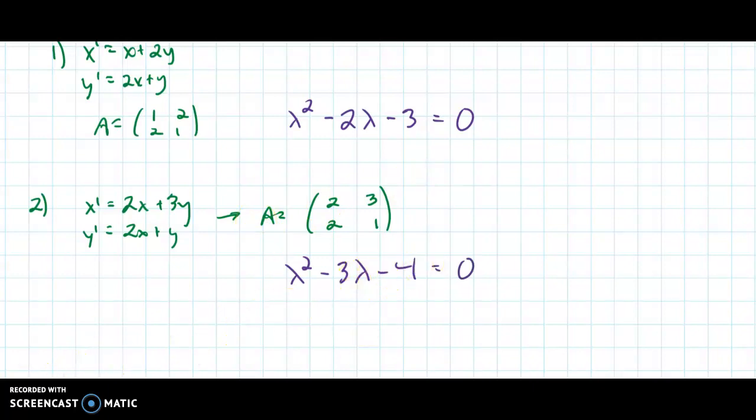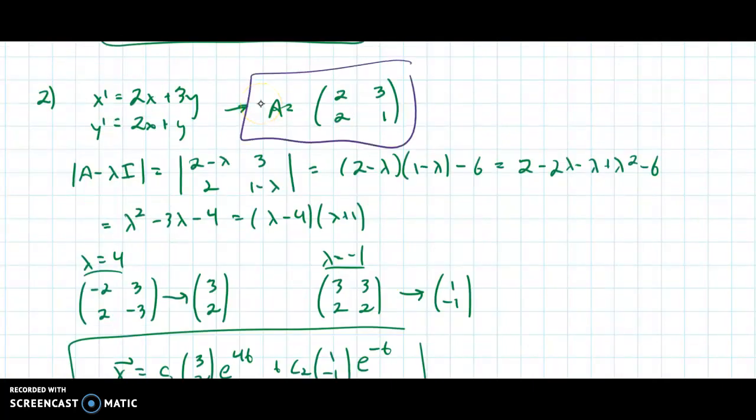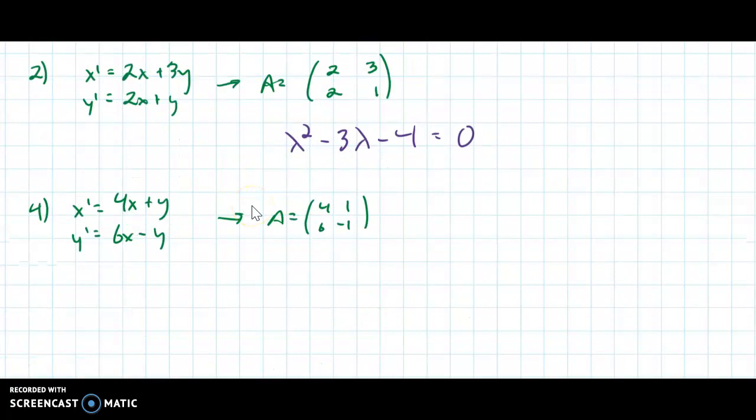Let's check it up top. Hey, look, it worked. We went straight from there to there. And then the problem becomes much quicker. Let's do another one. Okay, see if you can go straight from the matrix to the characteristic equation.